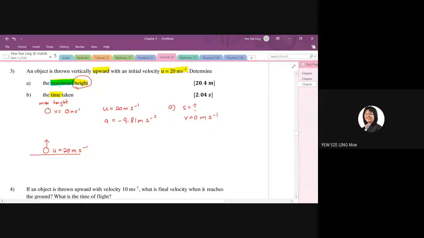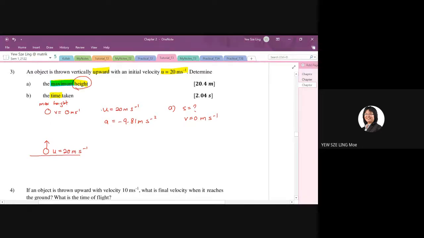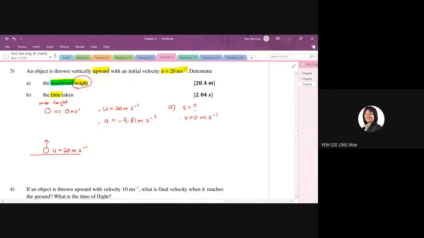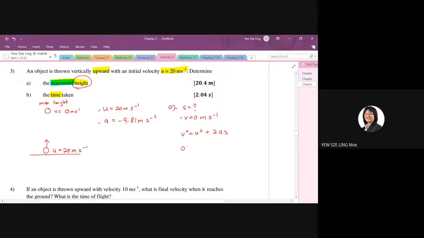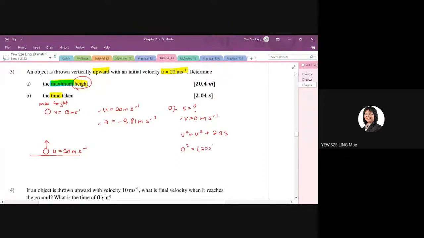So the term maximum itself carries hidden information. This hidden information gives us V equals 0 m s^-1. It gives us the value for your final velocity, right? So now we have U, A, V, and we want to find S. So again, we are going to apply V squared equals U squared plus 2AS. So V squared is 0, and then U is 20. So 0 equals 20 squared plus 2 times negative 9.81 times S. So your S should be a positive value, 20.4 meters.